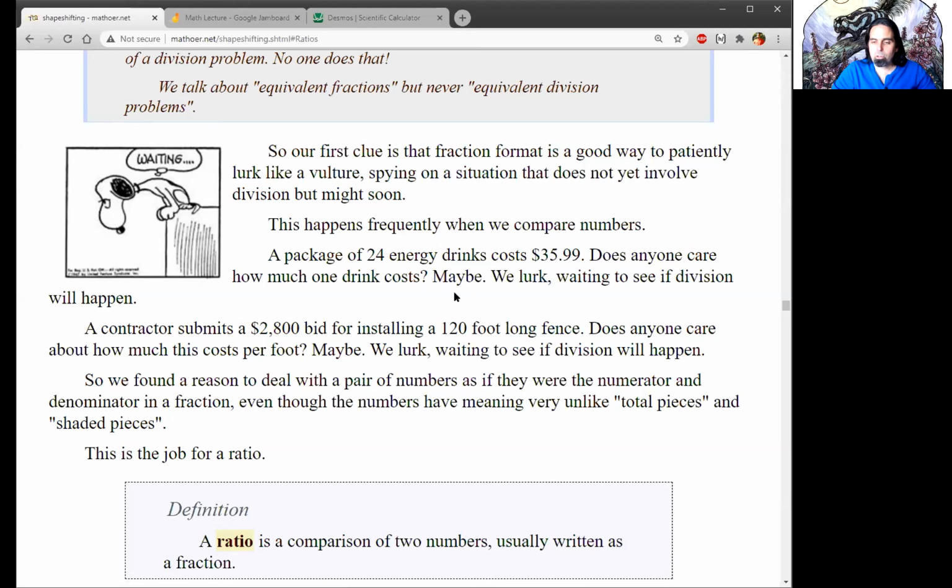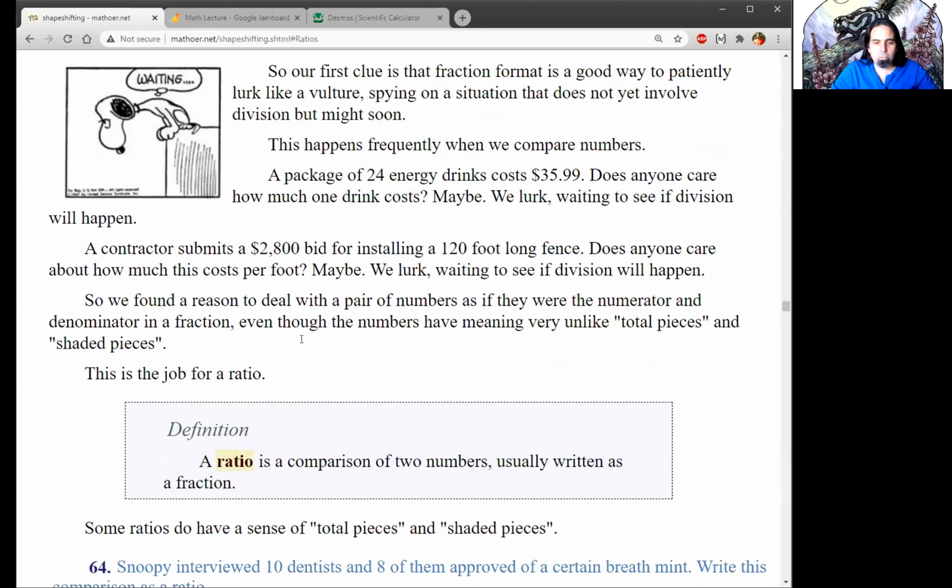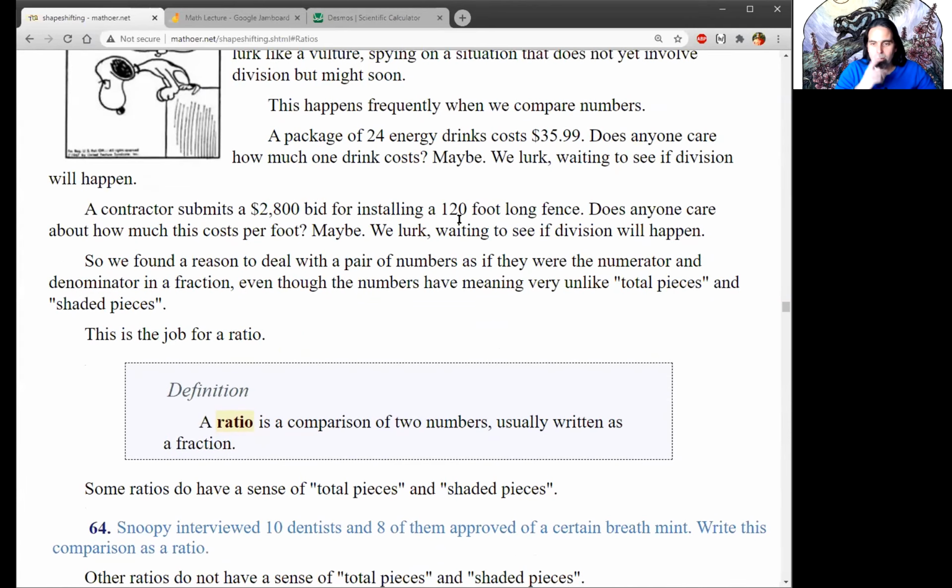So we will kind of lurk and wait. Do we need that to happen? Or a contractor submits a bid. It costs $2,800 for a 120-foot long fence. Does anyone care what this costs per foot? Maybe if we're comparing this contractor's bid with another, we want the per foot price. So we can just kind of wait. Do we need to do 2,800 divided by 120 or not? We'll see if the division will happen.